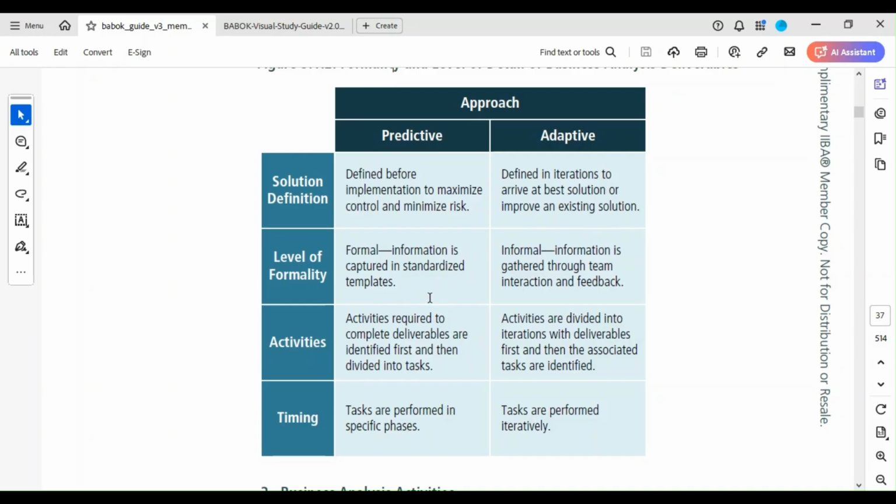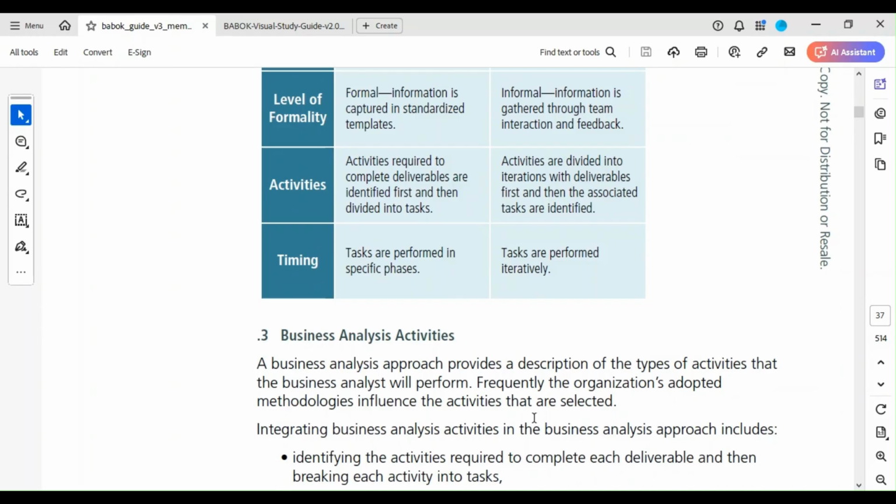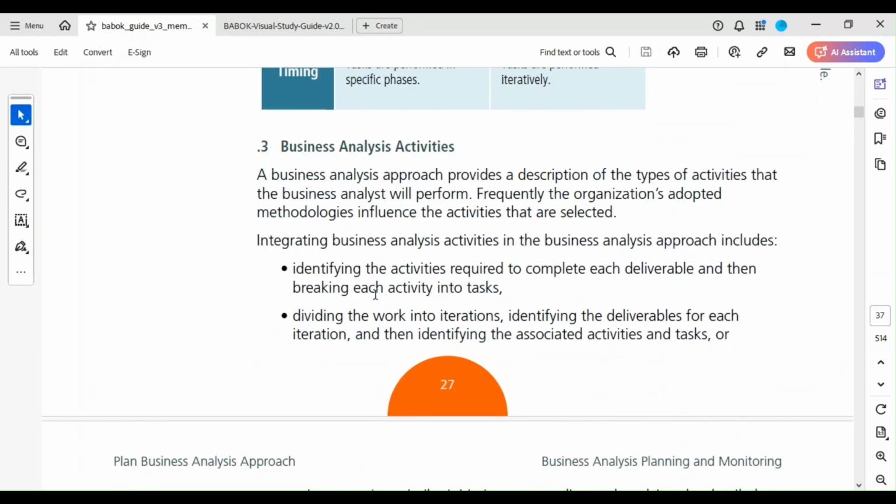Level of formality: formal information is captured in standardized templates for predictive. For adaptive, informal; information is gathered through team interaction and feedback. Activities: activities required to complete deliverables are identified first and then divided into tasks. Under adaptive, activities are defined into iterations with deliverables first, and then the associated tasks are identified. Timing: under predictive, tasks are performed in specific phases. For adaptive, tasks are performed iteratively.